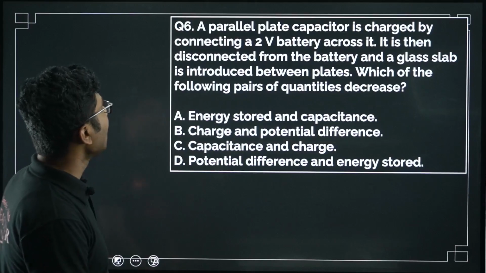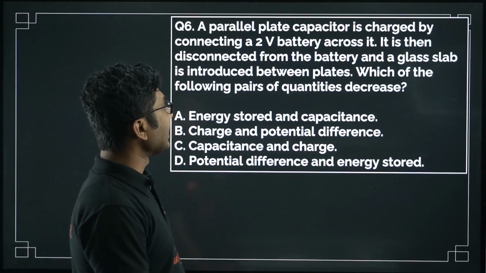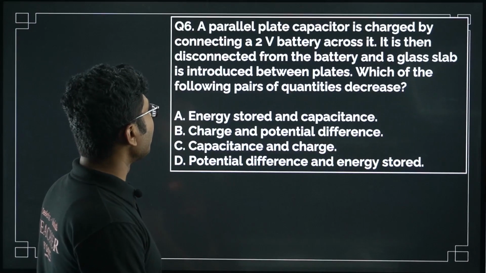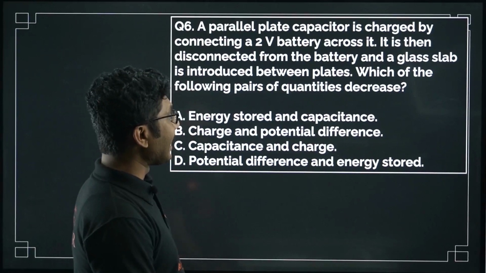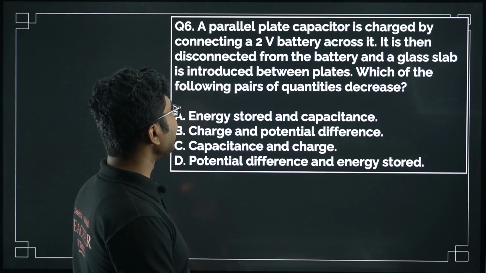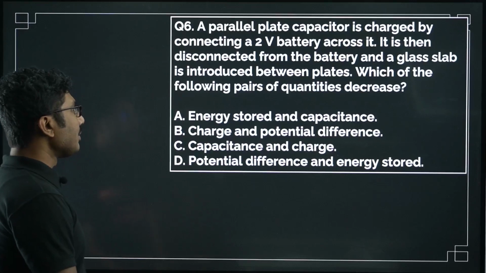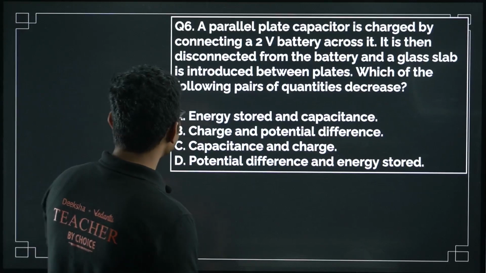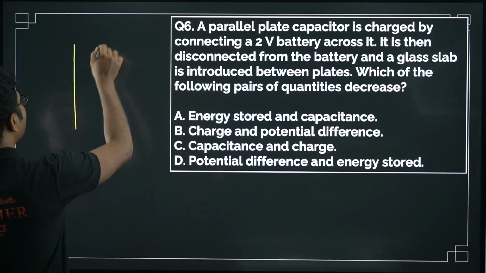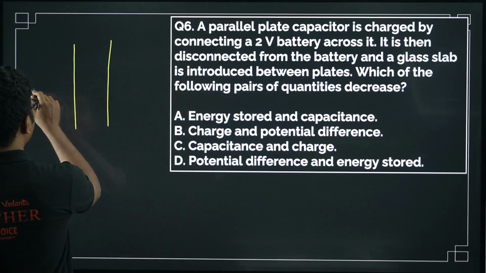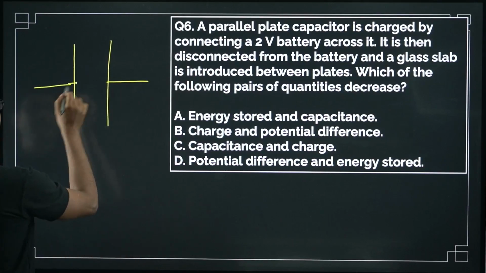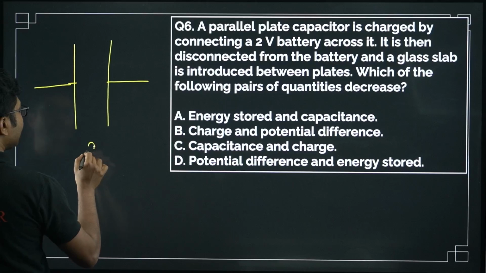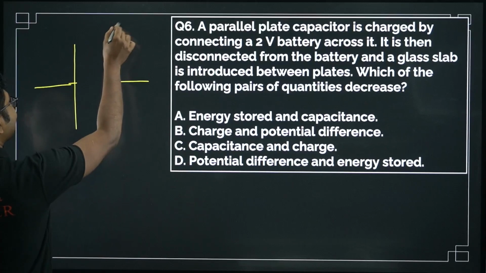Now next question. A parallel plate capacitor is charged by connecting a 2-volt battery across it. It is then disconnected from the battery and a glass slab is introduced between the plates. Which of the following pair of quantities decreases? So first of all, you have to remember that there is a capacitor. You have charged it with a 2-volt battery, so the potential is 2 volt, capacitance is C.